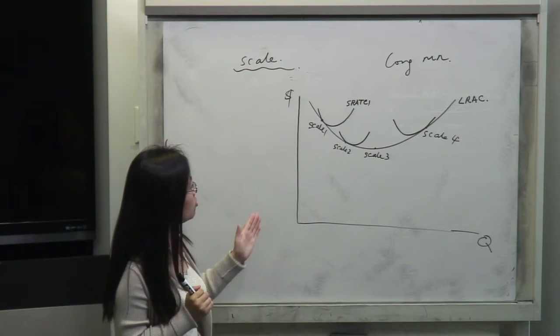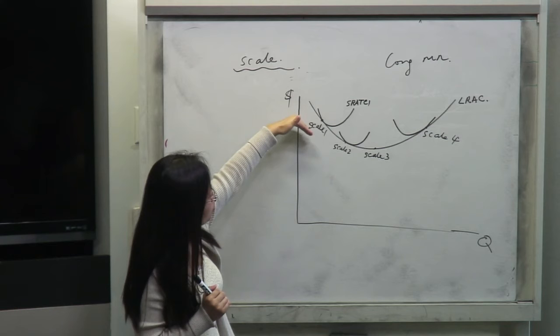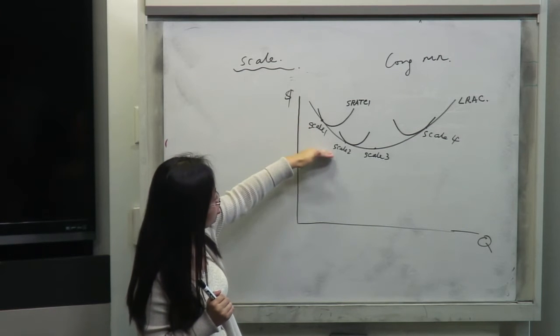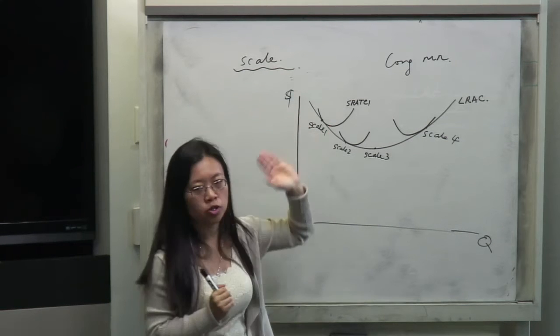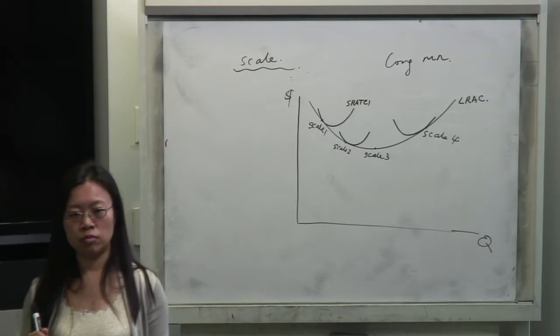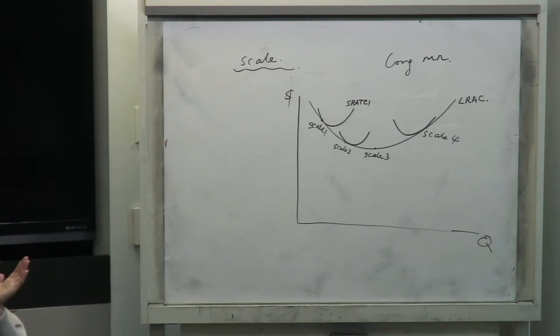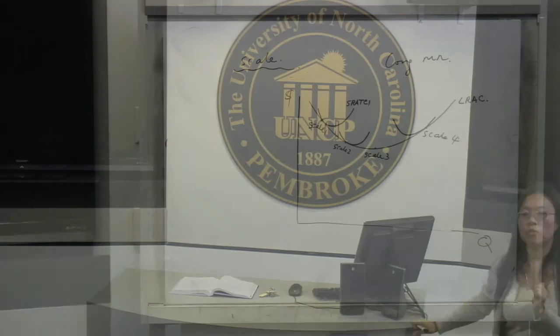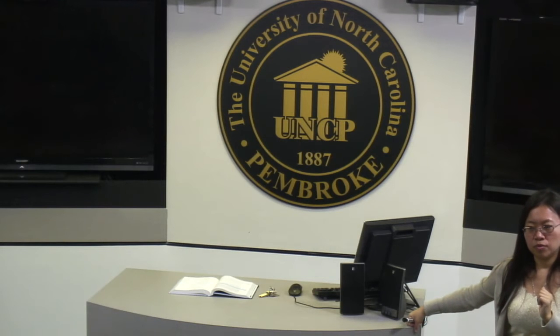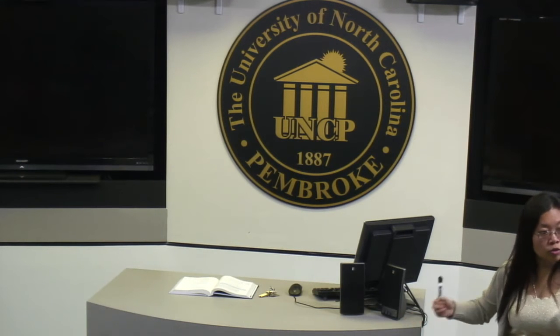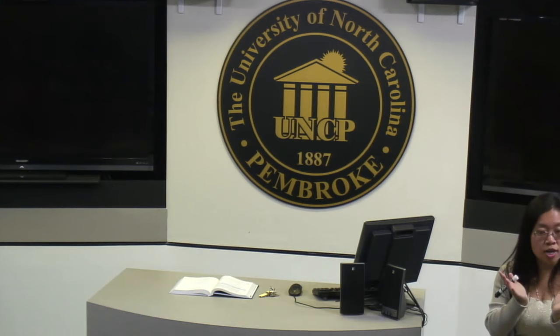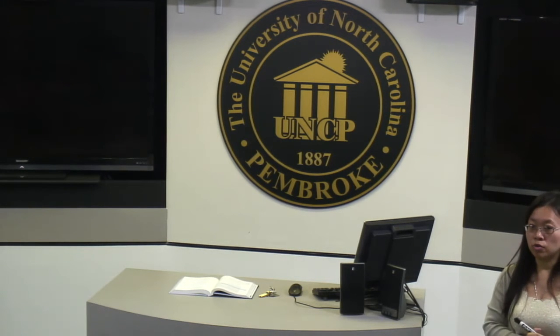Now let's look at this. When you move from scale 1 to scale 3, what happened to the short-run average cost curve? It goes down. Is it good news for the firm or bad news for the firm? Good news, because it is the average cost function, right? When the average cost function goes down, it is good news for the firm. So it saves money for the firm.